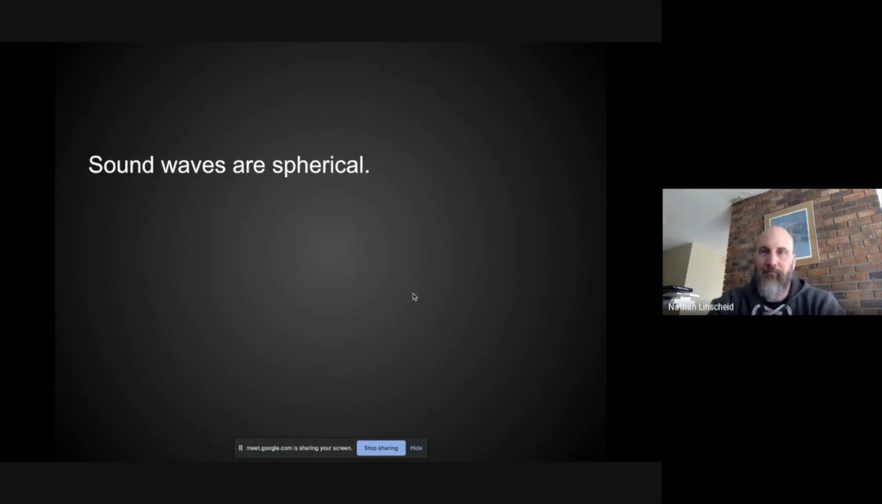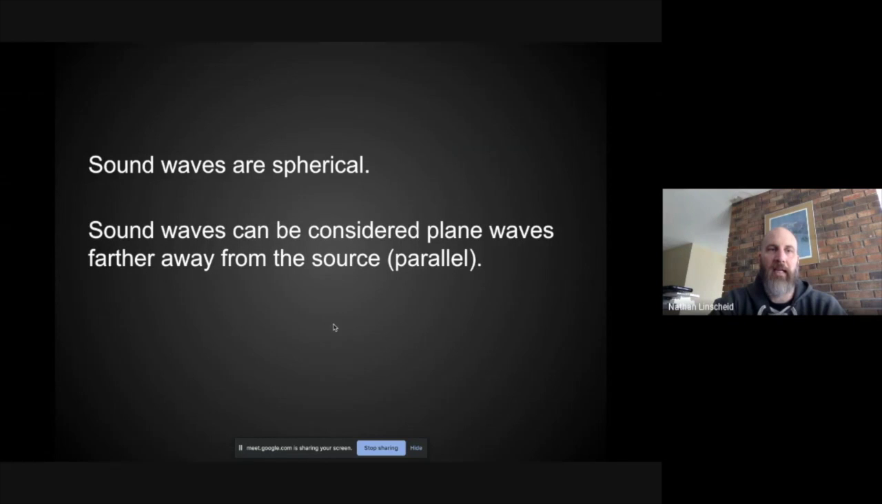Sound waves are spherical. The pictures I showed you were two-dimensional, but anytime a vibration happens, it's basically like a sphere or an explosion of energy coming out from that particular vibration. And so people in all directions can hear it. If I turn around and start talking to the classroom, you can still hear me because sound is emanating from me in all directions. Now, as you get farther and farther away from a sound wave, you can consider the curve of that sphere to be so flattened out that you can call it a plane wave.